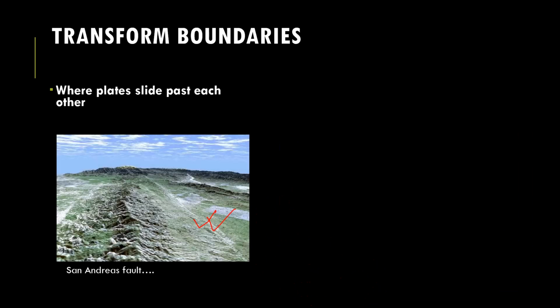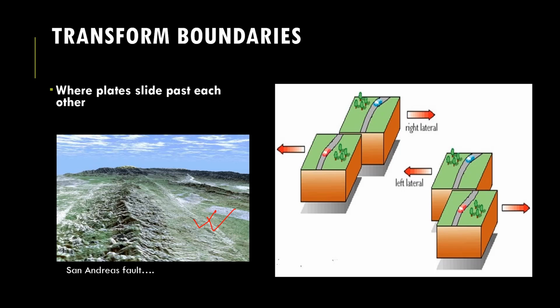Now for the case of a transform fault, the plates just move sideways past each other. You can see one block is moving this side, the other block is moving this side. They just slide past each other, due to which earthquakes will be forming, but no new plates will be formed. No formation or destruction of the plates will be taking place. Such an example is the San Andreas fault.